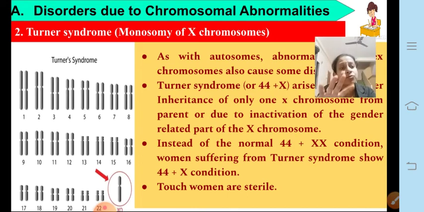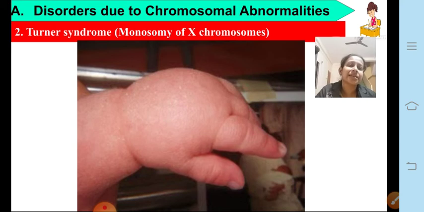Since one X chromosome is less, these women may also be sterile. These women are sterile in nature, which means they do not reproduce or give birth to a child. You have to remember that Turner syndrome is also called monosomy of the X chromosome. You can see here the rounded structure, wherein the 23rd pair, which is the sex chromosome, has only one X chromosome. That is why it is called monosomy of the X chromosome. Then this is the hand of a person suffering from Turner syndrome, and their hands look like this.